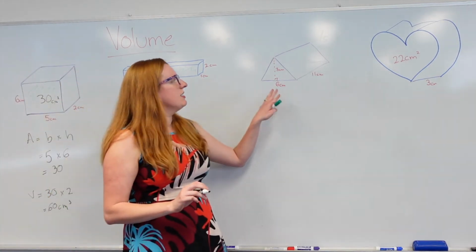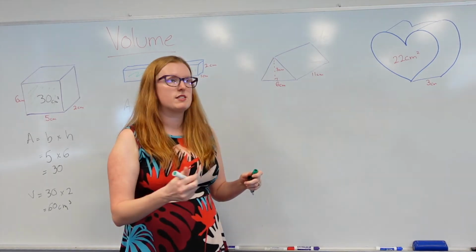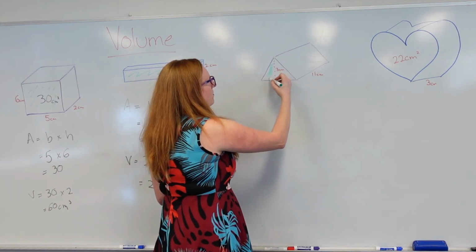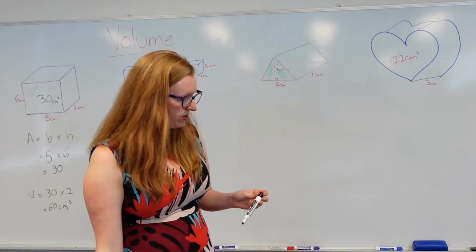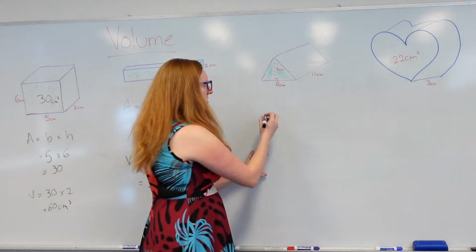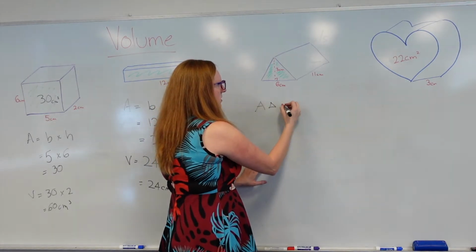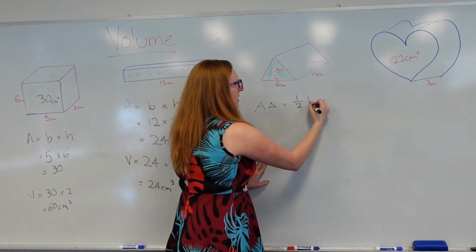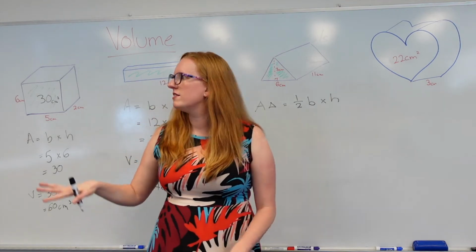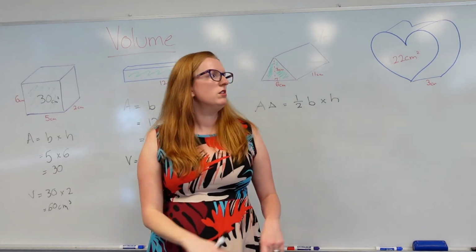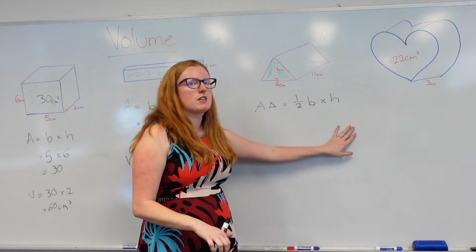All right, now let's move on to our triangular prism. It's exactly the same as far as steps go, we're calculating the area of our front face. So we want to calculate the area of that triangle first before we can do anything else. So the area of a triangle is half the base times the height. That's the formula. So in order to do volume, it's important that you know the formulas for calculating the area of a rectangle and how to calculate the area of a triangle. So the area of a triangle is half the base times the height.